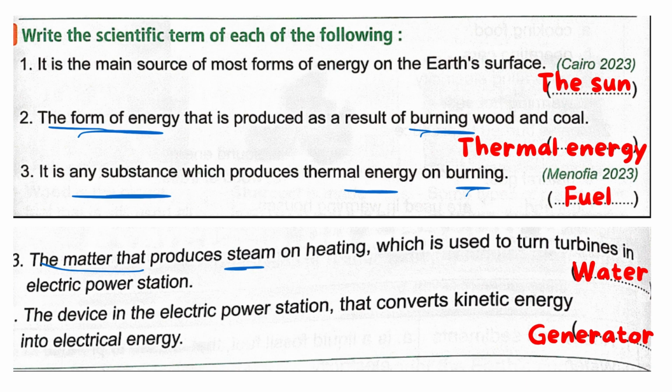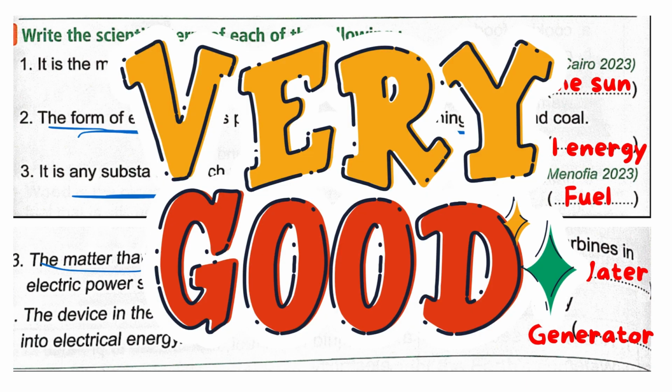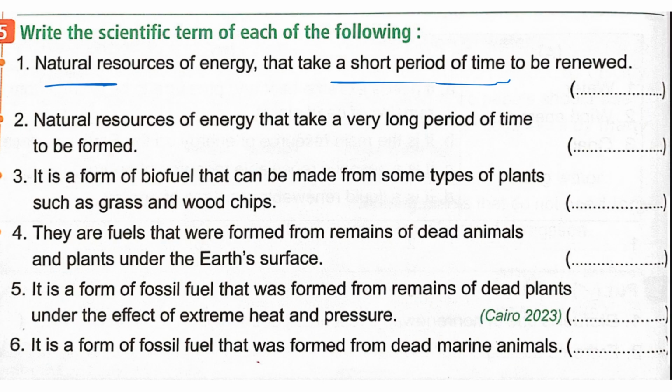And we have another question. The device in an electric power station that converts kinetic energy into electrical energy. Yes, this is clear. This is the generator. Okay. So very good. We just finished this page. We will go to another page, as we have here also write the scientific term of each of the following.